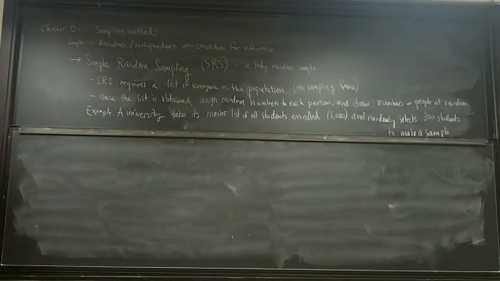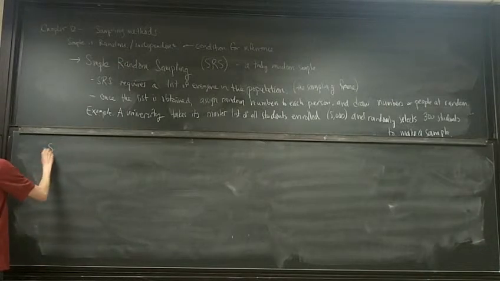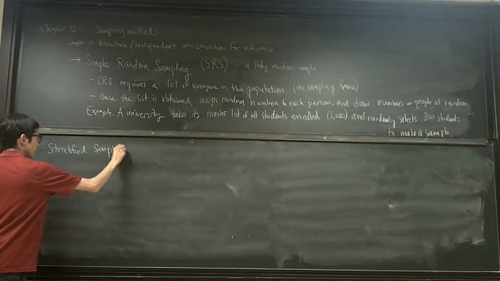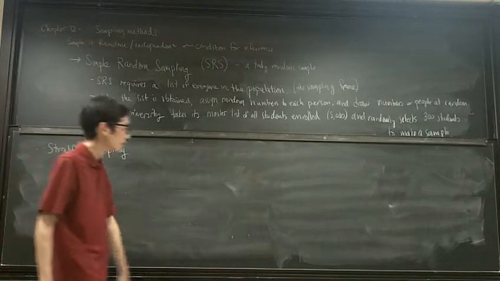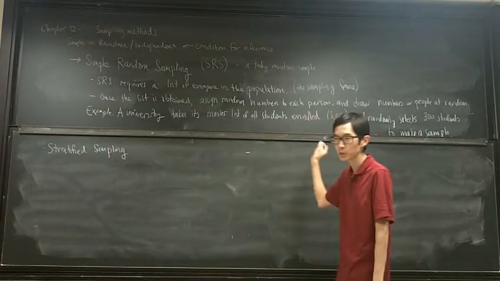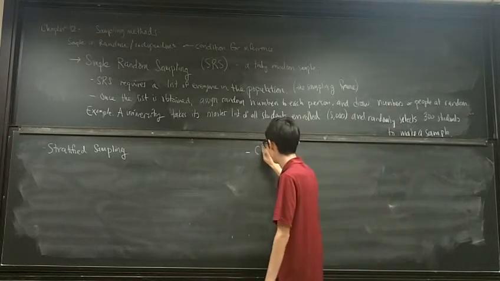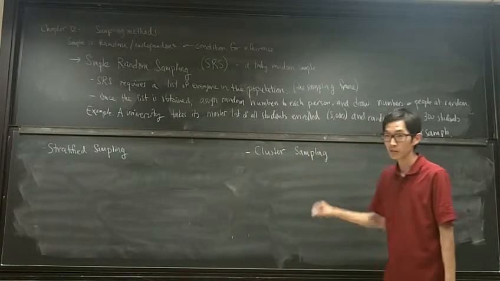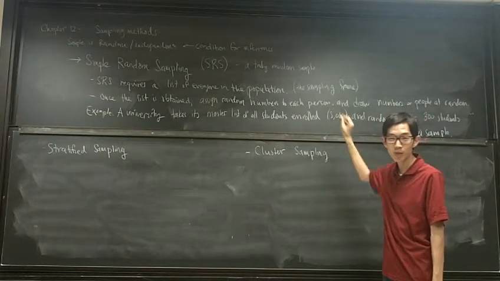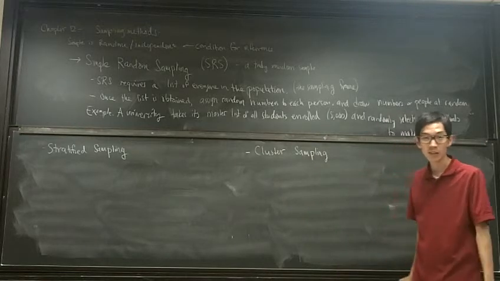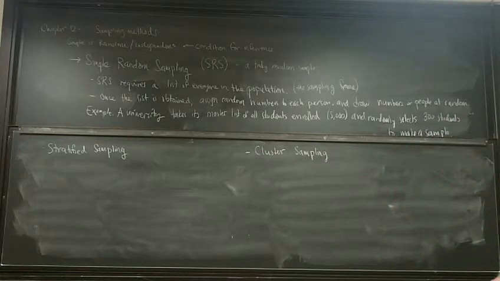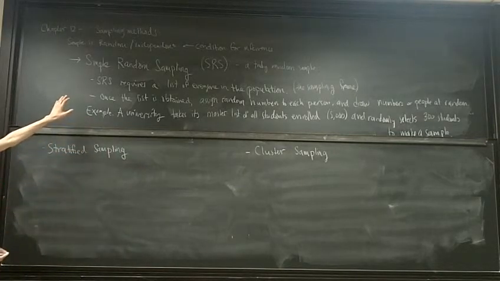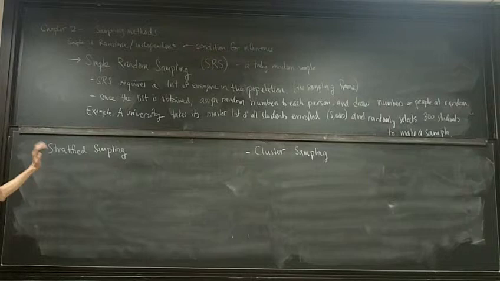There are a couple of other methods that we use. One is stratified sampling, and then there's cluster sampling. For whatever reason, students have a tough time distinguishing stratified sampling from cluster sampling. If you cannot do simple random sampling, you're probably going to have to resort to another sampling method, and those are stratified sampling and cluster sampling. Actually, if you can't do simple random sampling, you probably can't do stratified sampling, but some people try it.